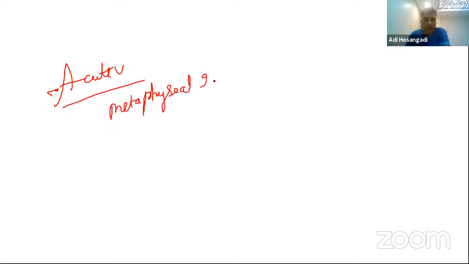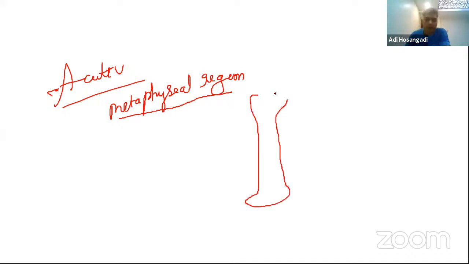See, acute osteomyelitis, you should know. It is common in the metaphyseal region. It starts in the metaphyseal region. I will explain briefly some theory aspects, then we'll go to MCQs and relevant things. So I will draw a picture of tibia. Okay. This is diaphysis. This is the end of the bone. This is epiphysis and this is metaphysis. Okay. Right.